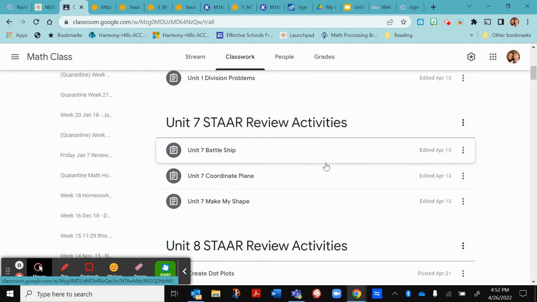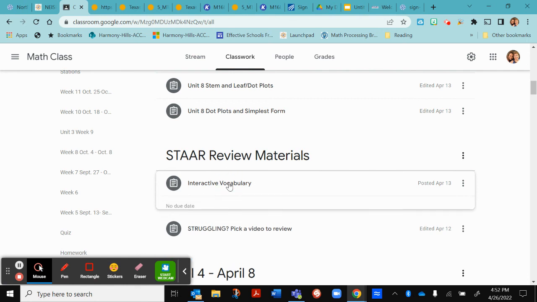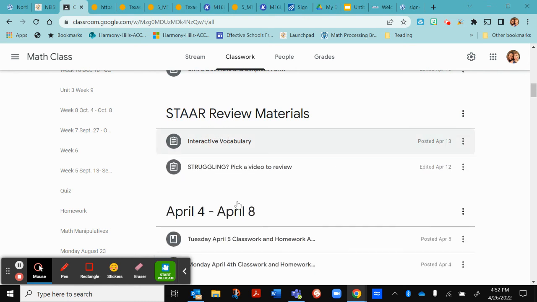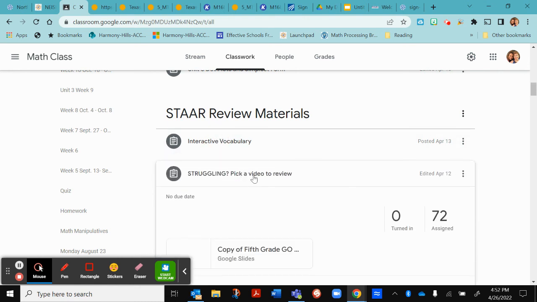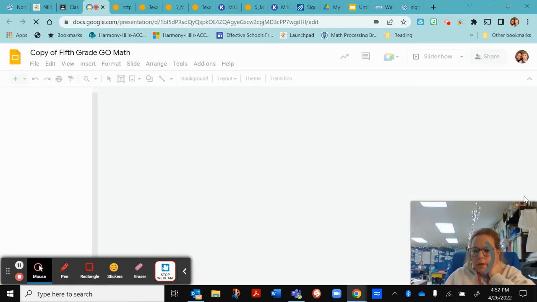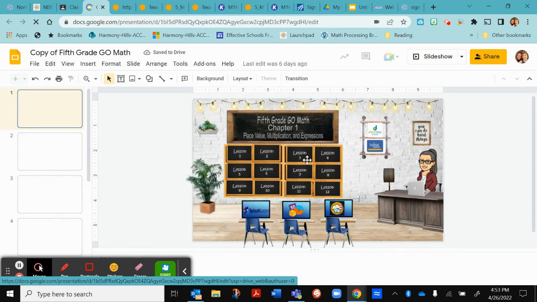Go to the STAR activities. I'm going to be adding some more this evening. The STAR review materials. So mom and dad and uncle, grandma, grandpa, you can go to the interactive vocabulary. So words that they don't know, click on that and they can start studying for that. If they're struggling, pick a video. If they need to have more practice on multiplication, if you click on that, it's going to have a lot of different videos on what they can study.